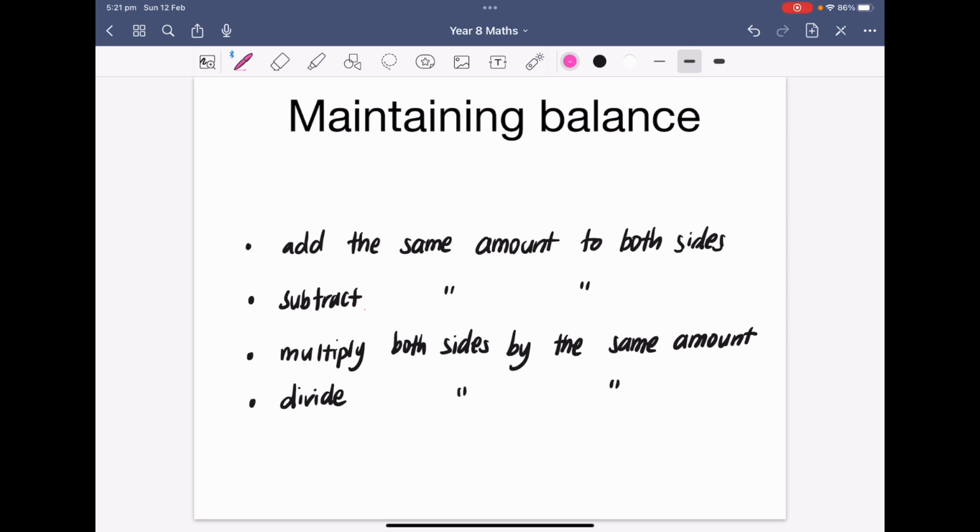Maintaining balance. In an equation, what you have on the left, we call it left-hand side, and this must always be equal to right-hand side. So for example, if you have 4x equals 8, what you have on the left, we will call the left-hand side, and what you have on the right, we will call the right-hand side.